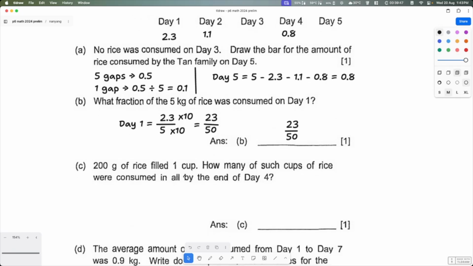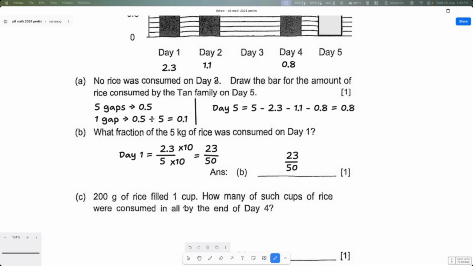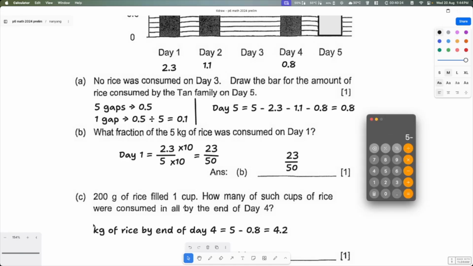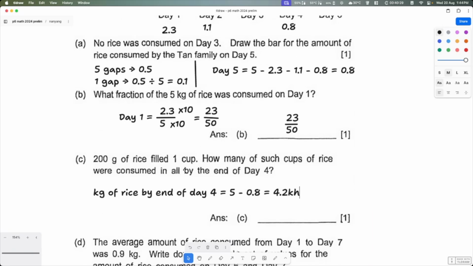Question C. 200 grams of rice fill 1 cup. How many of such cups of rice were consumed by the end of day 4? So kg of rice by the end of day 4 is equal to 5 minus 0.8, just minus the last day, so it will be 4.2. If you use the calculator to double check, 5 minus 0.8 is 4.2. So now we know it is 4.2 kg.